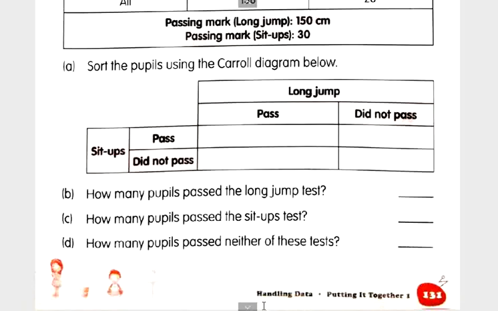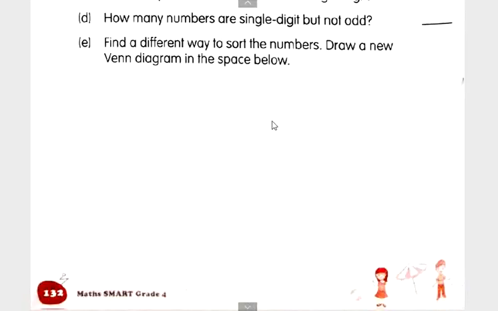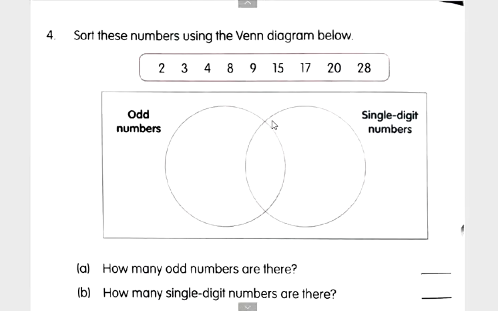Okay, now next page. Number 4, sort these numbers using the Venn diagram below. Alright. There are numbers given in the box, and the first circle represents odd numbers, and the second circle represents single digit numbers. Alright, let's sort them up.